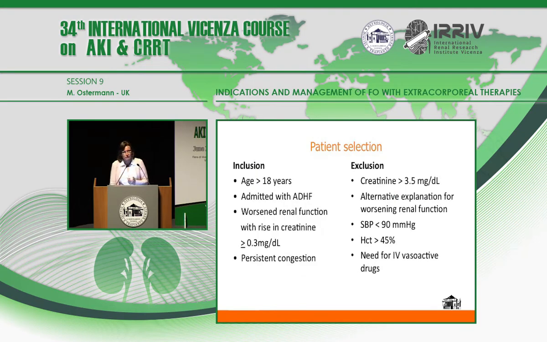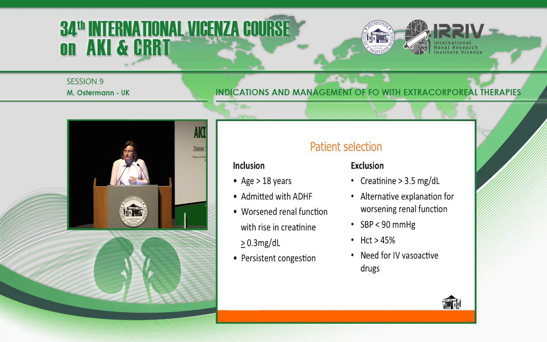They enrolled adults with acute on chronic heart failure and evidence of acute kidney injury, as evidenced by a raised creatinine, a rise by more than 0.3 milligrams per deciliter. And almost all of them had had diuretics before and had persistent congestion.